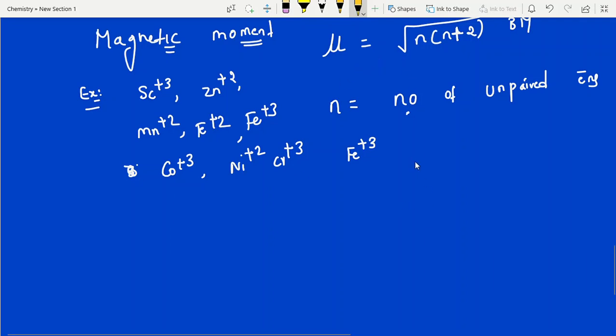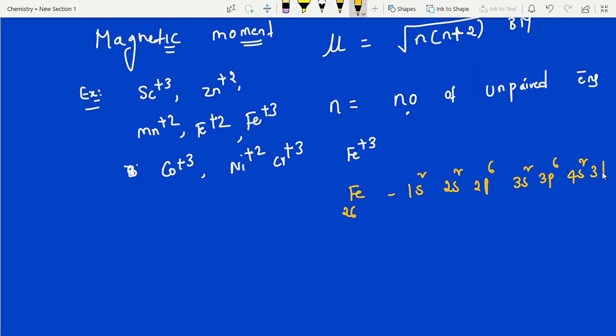Okay, Fe, atomic number 26: 1s2, 2s2, 2p6, 3s2, 3p6, 4s2, 3d6. Simple shortcut: except chromium and copper, in all the remaining cases up to here it is common. So this is argon. You can write argon 4s2, 3d6.